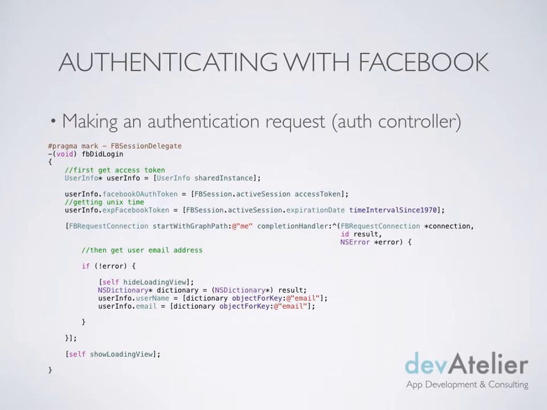So I'm going to cast it, and then we get the keys out of there. The user info object has fields for username and email, but they're not populated with the initial login. So here I'm going to take those fields from the Facebook request dictionary and put them into my user info. Cool, and then at the end we just hide it.